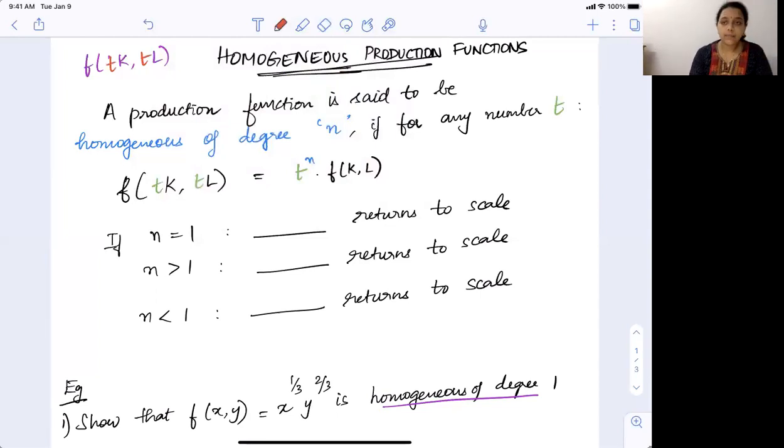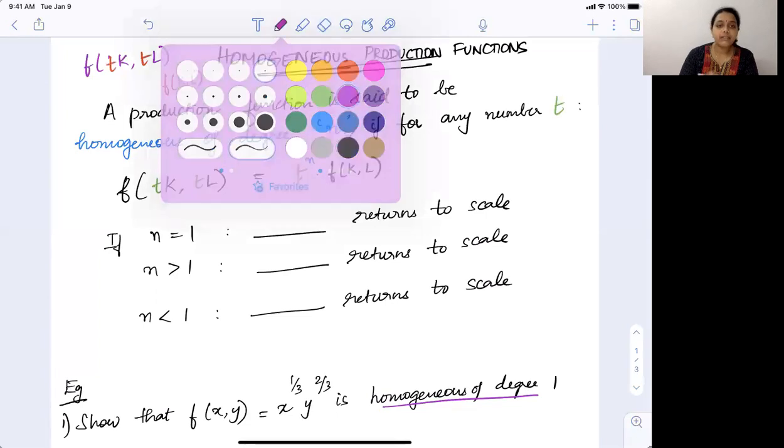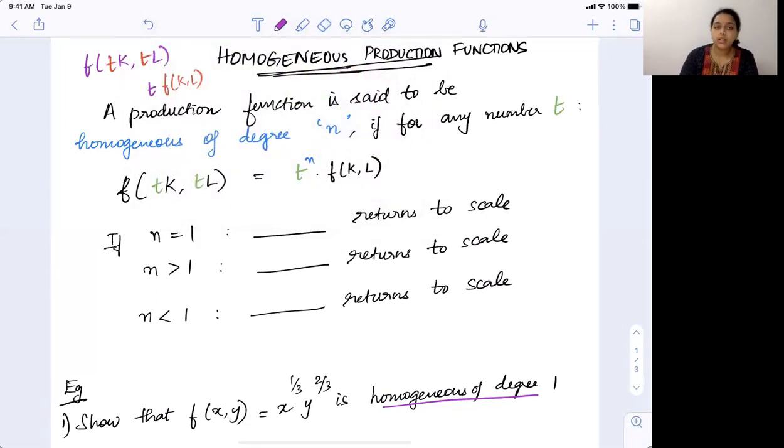So suppose I'm changing the inputs by this particular proportion t. I'm now interested in understanding what happens to the output. Because I'm changing the input combination, what's going to happen to the output? Suppose the production function is such that when you change inputs in this manner, you end up getting an output which is very similar to what you started off with, the original production function, and the output is also multiplied by a certain number, such as t to the power n, okay?